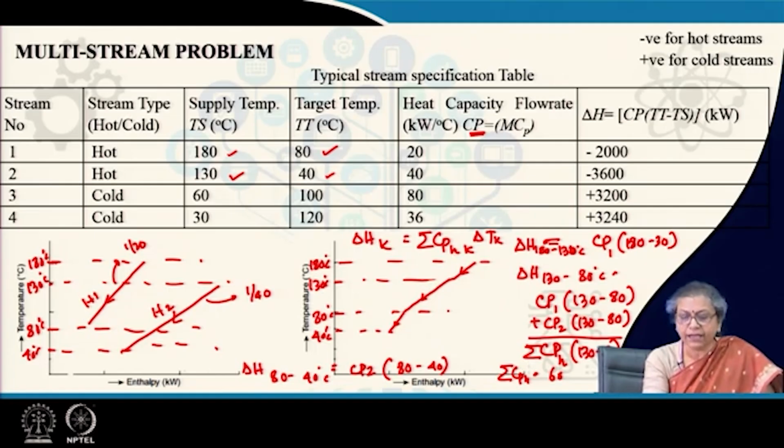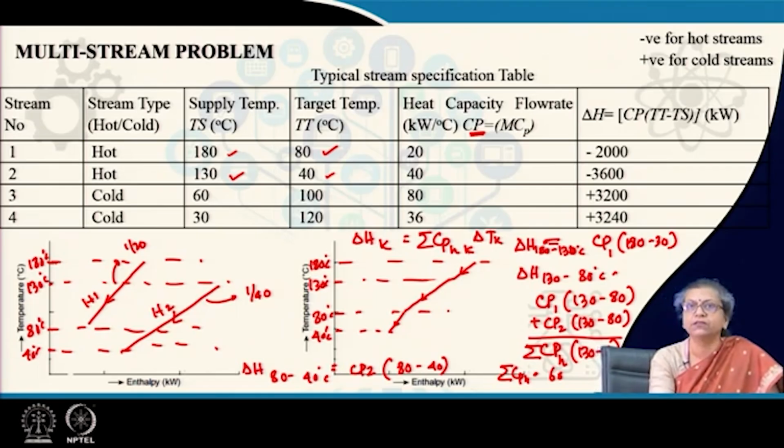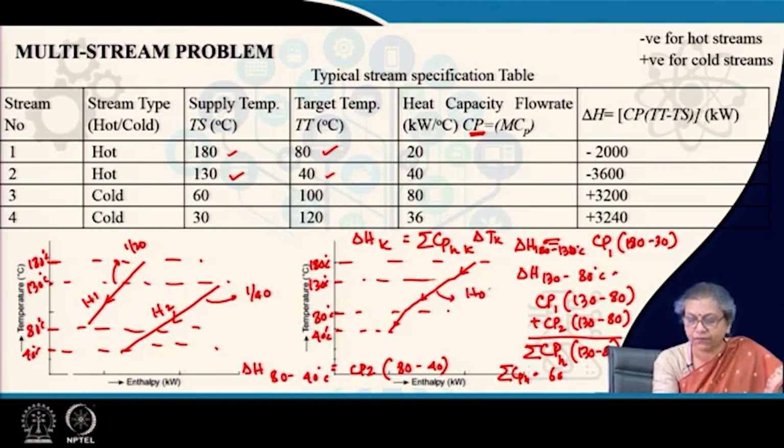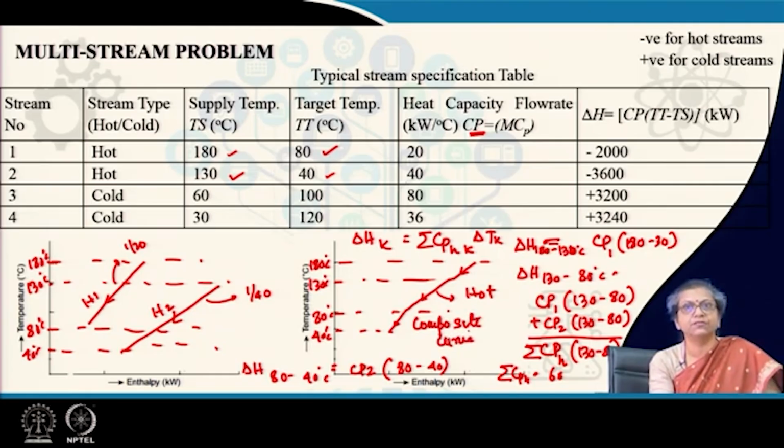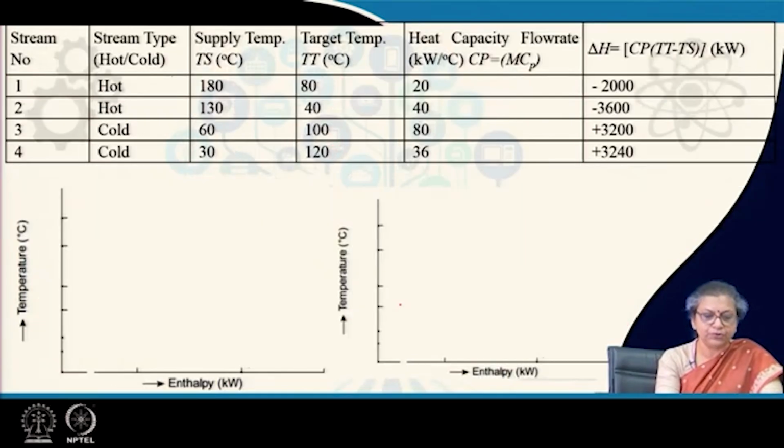Accordingly, for each particular interval I construct the composite curve. This is the hot composite curve that I have constructed. Each portion of this composite curve gives a single straight line which is equivalent to the total enthalpy change within that particular temperature interval for all the hot streams which exist within that interval. So, in this way I have constructed the hot composite curve.